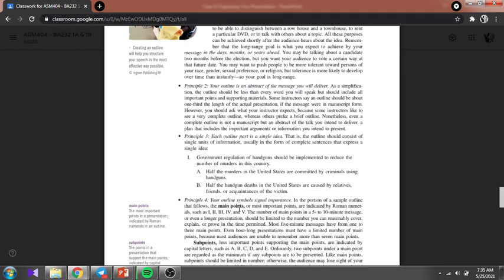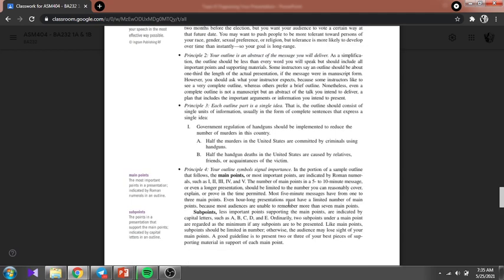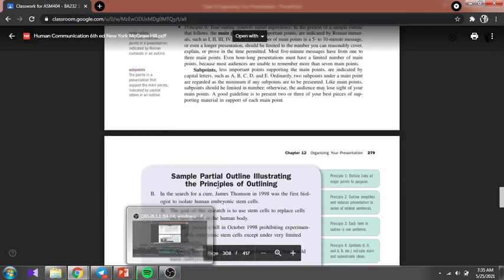Or the 4 principles here, your outline symbols signal importance. Okay.